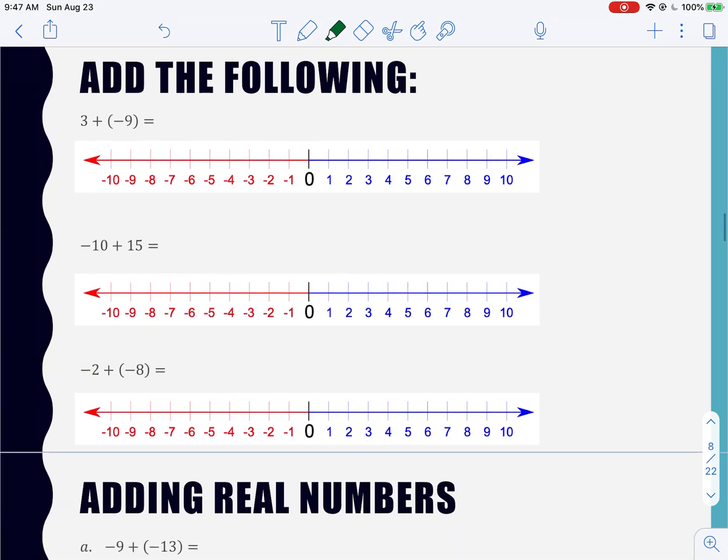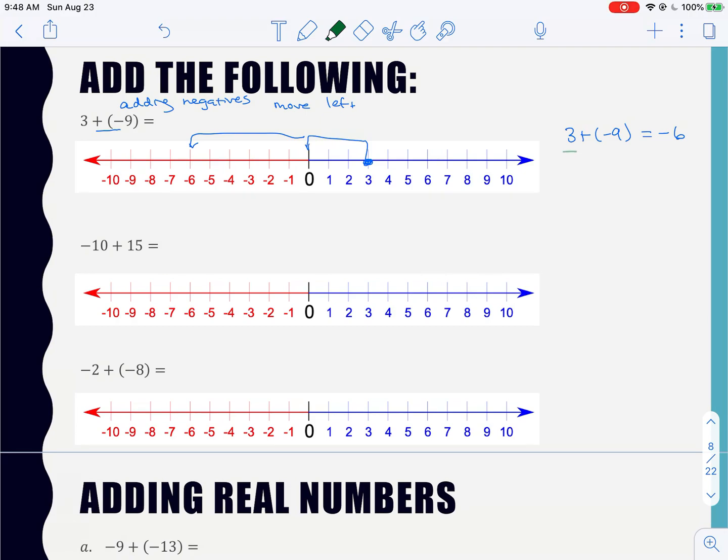So let's do a couple more examples. So if we did 3 plus negative 9, remember we're adding negatives. So when we're adding negative 9, we're going to move to the left on the number line. So we're going to start at 3 and add negative 9. So I'm going to move 3, and then I'm going to have to move 6 more. And so 3 plus negative 9 is going to be negative 6.